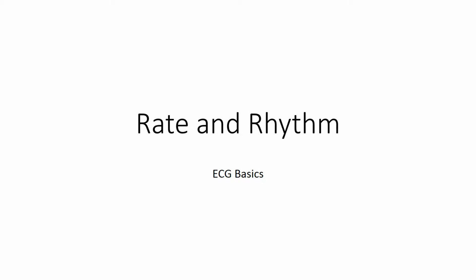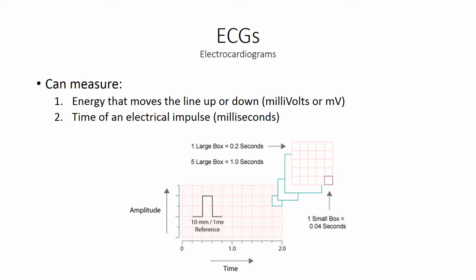EMS Platypus here to talk to you about ECG basics, and today's focus is going to be on rate and rhythm. Electrocardiograms can measure two things. Number one, energy that moves a line up and down, which we measure in millivolts, and time of an electrical impulse, which we measure in milliseconds.